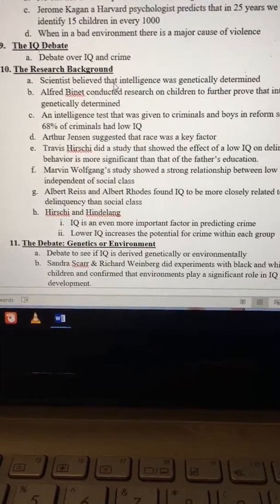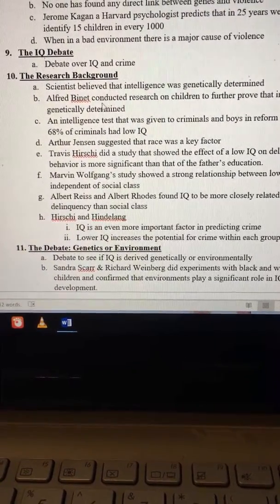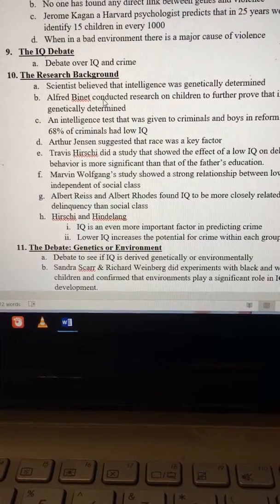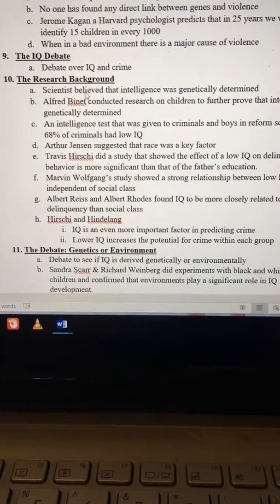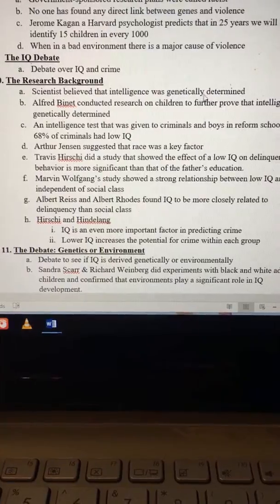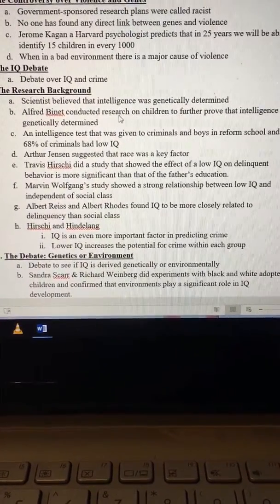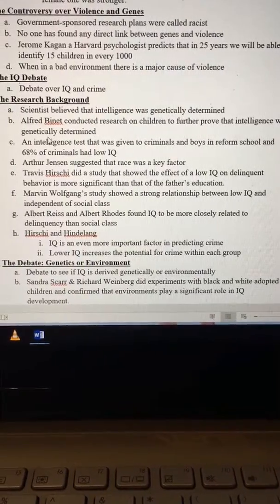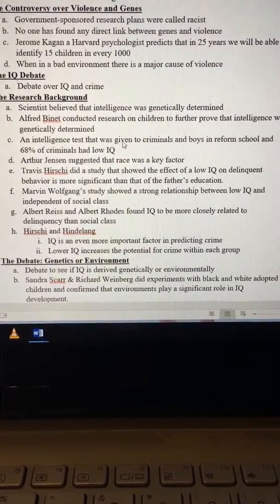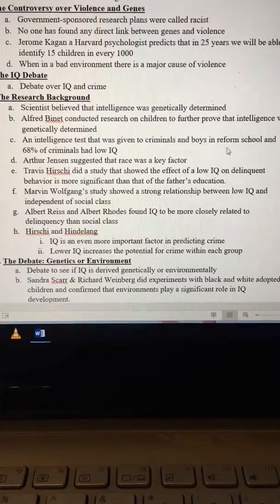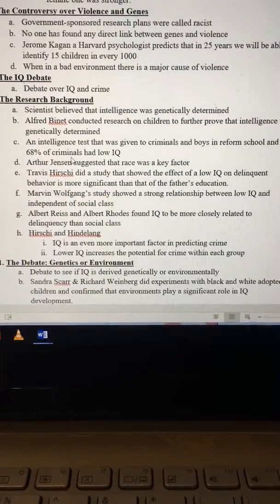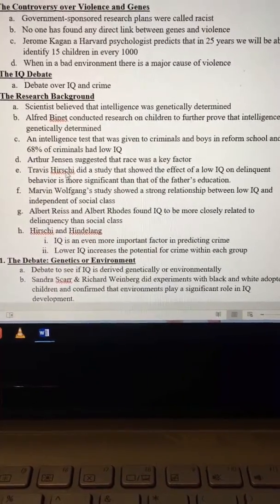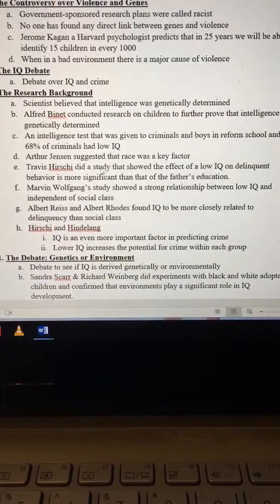The IQ debate is to see if there's a correlation between IQ and crime. Scientists believed that intelligence was genetically determined. Alfred Binet conducted research on children to further prove that intelligence was genetically determined. An intelligence test was given to criminals and boys in reform school, and 60% of criminals had low IQ. Arthur Jensen suggested that race was a key factor.